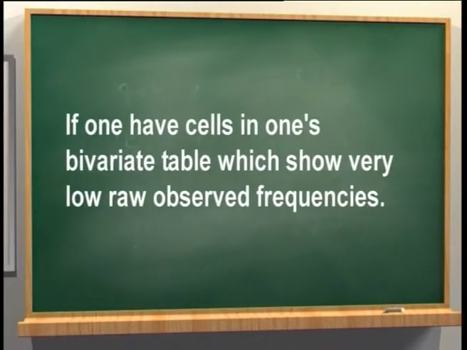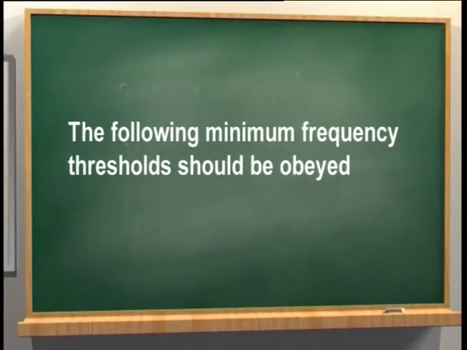Therefore, if one has cells in one's bivariate table which show very low raw observed frequencies, that is 5 or below, one's expected frequencies may also be too low for the chi-square to be appropriately used. In addition, because some of the mathematical formulas used in the chi-square use division, no cell in one's table can have an observed raw frequency of 0. The following minimum frequency thresholds should be obeyed.